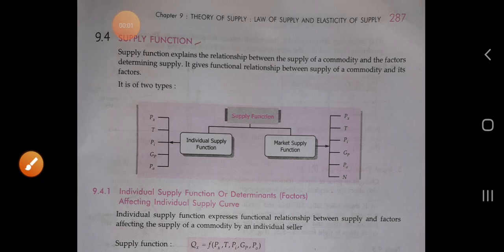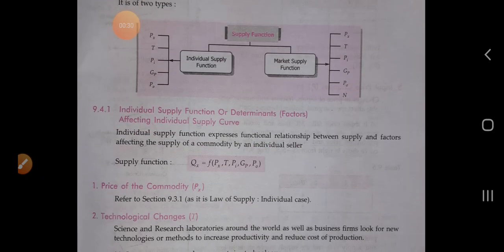Good morning, students. In the last class, we were studying the supply function, which is of two types: individual supply function and market supply function. The individual supply function expresses simply the relationship between the supply and the other factors which affect the supply of a commodity by an individual seller. So in this we have studied the different factors which affect the supply.